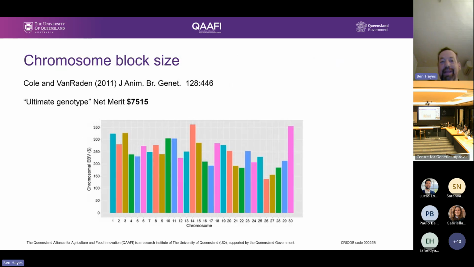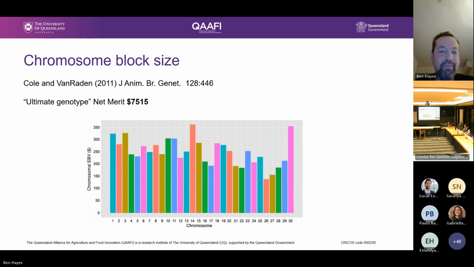Now, when Cole and VanRaden published their paper back in 2011 and looked at the ultimate genotype, the way they defined chromosome blocks was whole chromosomes. So they literally worked out the chromosomes that every dairy bull in the population carried, every dairy bull that was genotyped, and stacked those best chromosomes together. And they came up with a net merit when they did that of $7,500, which is about 6 times the best bull in the population today. So quite a substantial increase.